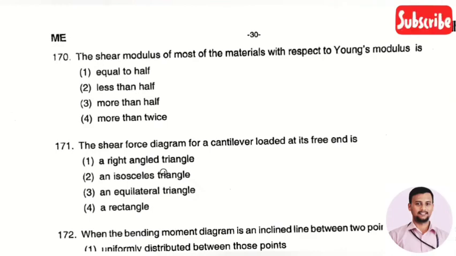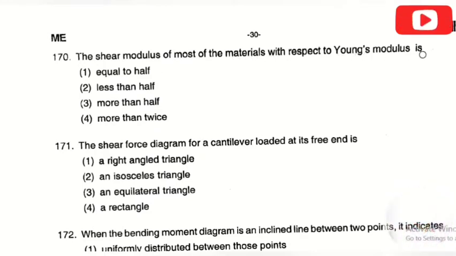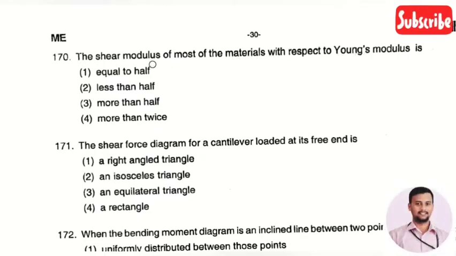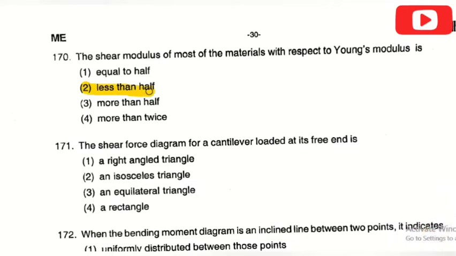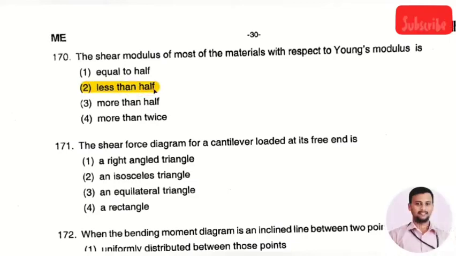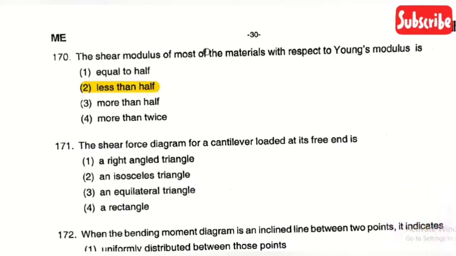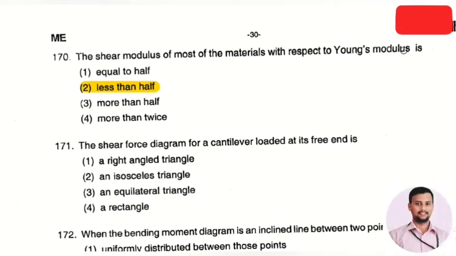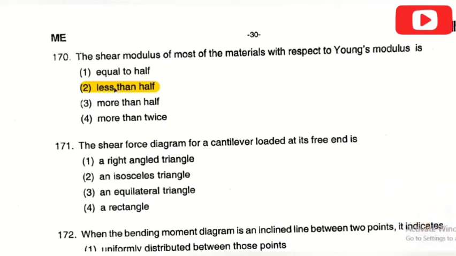The next question is, the shear modulus of most of the materials with respect to Young's modulus is equal to: half, less than half, more than half, more than twice. And the right option is, it will be less than half. The shear modulus of most materials with respect to Young's modulus will be less than half.